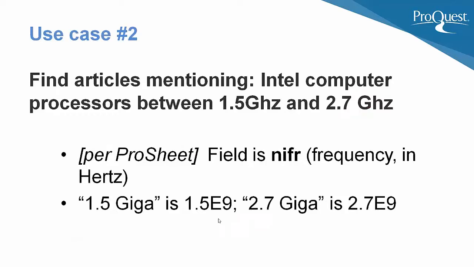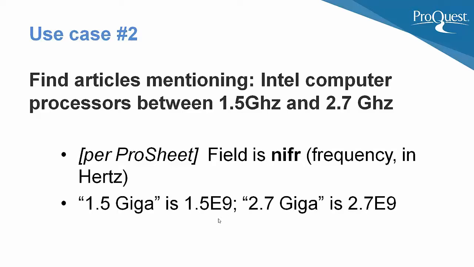Let's take a look at another one of these searches. This time let's do a search in the computer area. We're going to look for articles that have to do with Intel computer processors, and we're looking for processors that are not too slow but also not super fast. We're going to look in particular for the range between 1.5 gigahertz and 2.7 gigahertz.